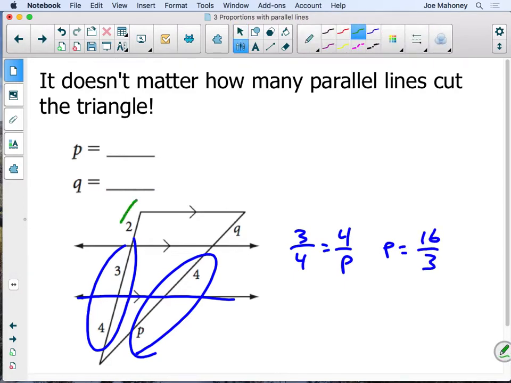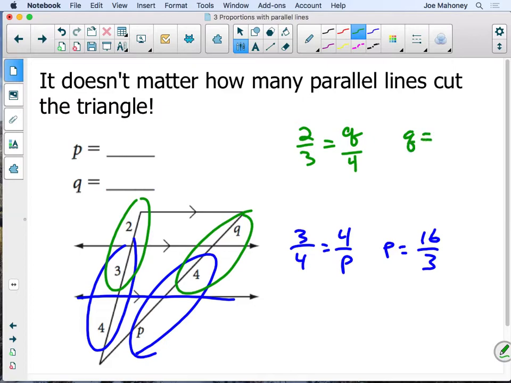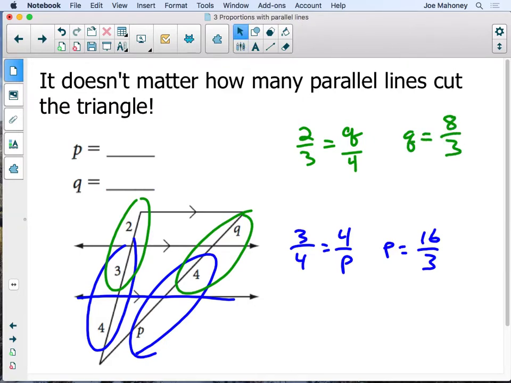And likewise, if I look to find Q, I can go 2 is to 3 as Q is to 4. 2 times 4 is 8. Divided by 3 is 8 over 3. So those are my two answers. P is 16 over 3. Q is 8 over 3. Doesn't matter how many lines divide it. Just write proportions.